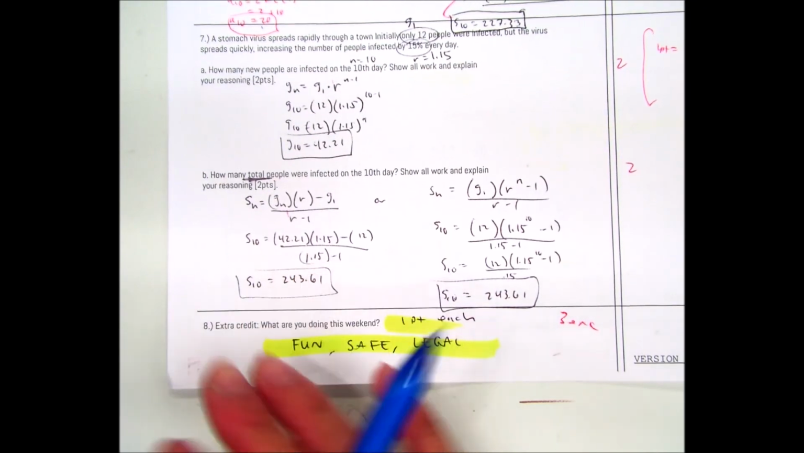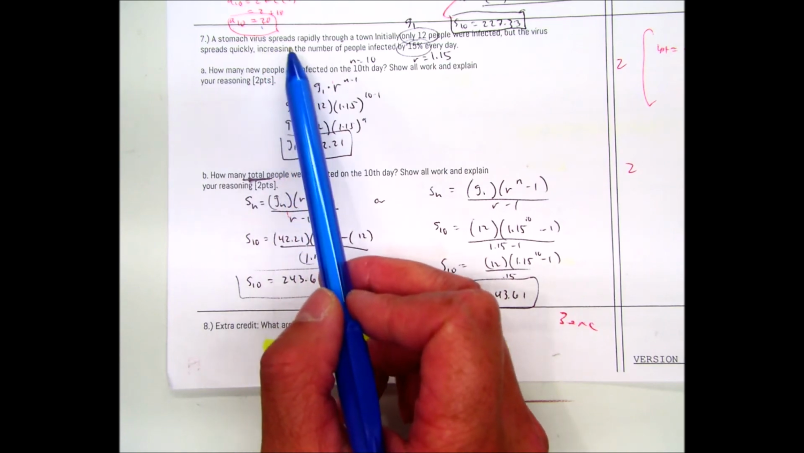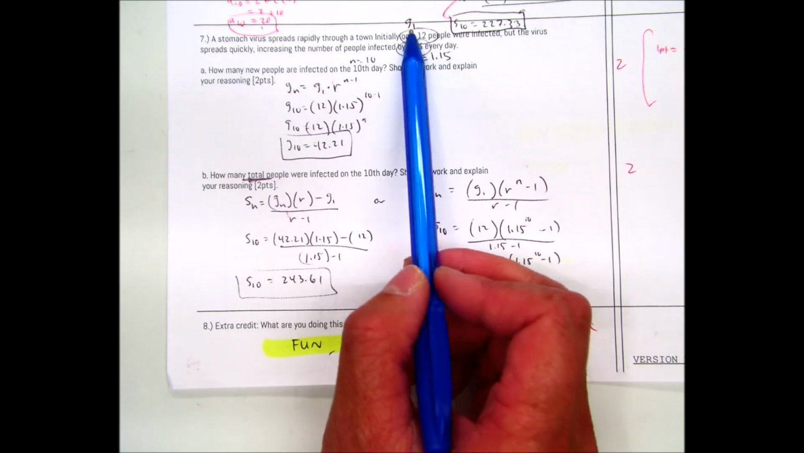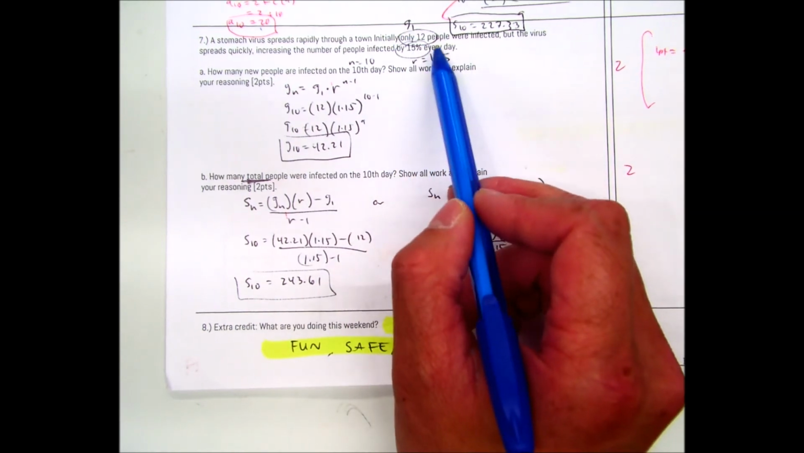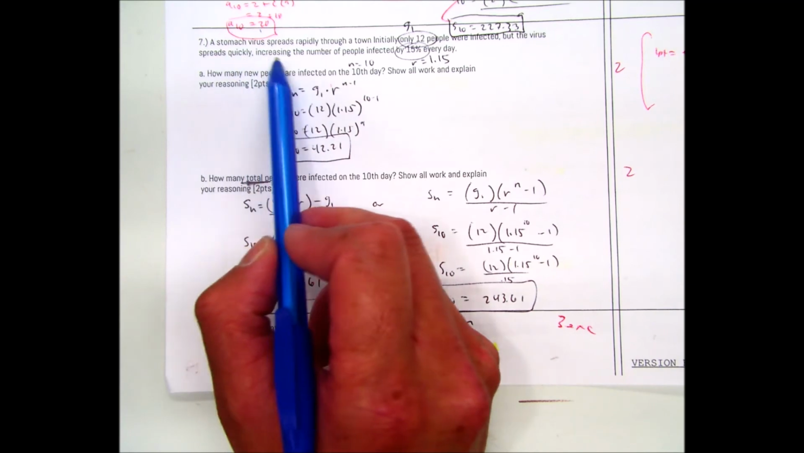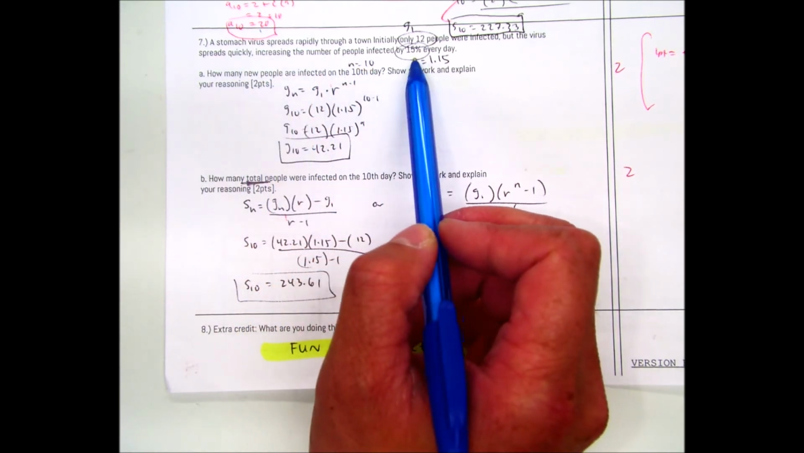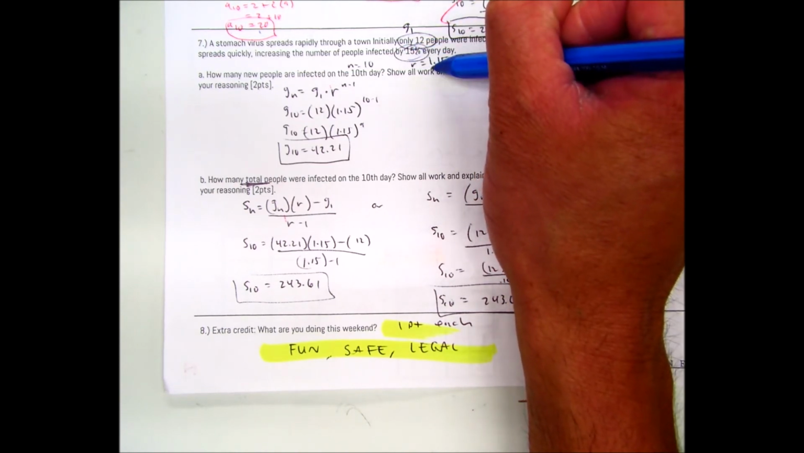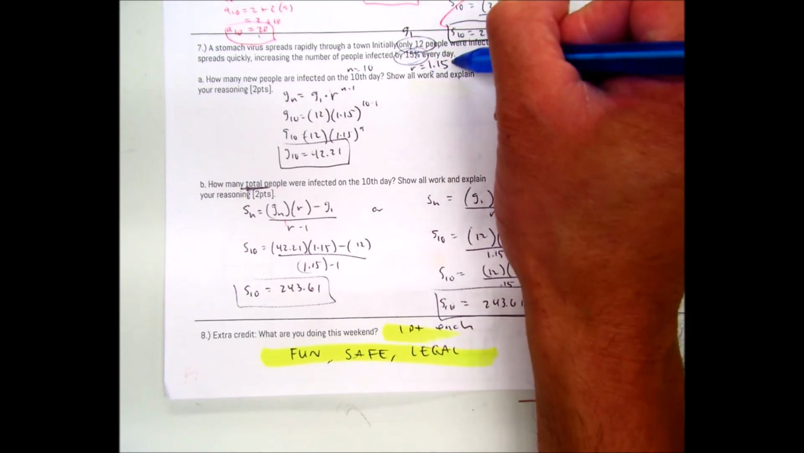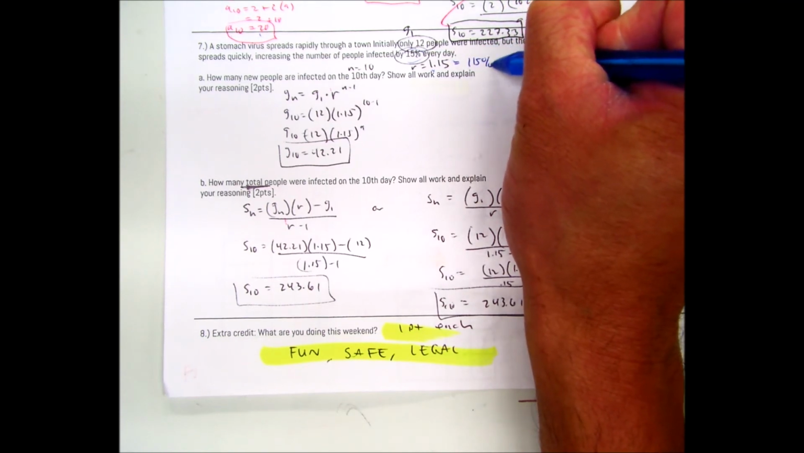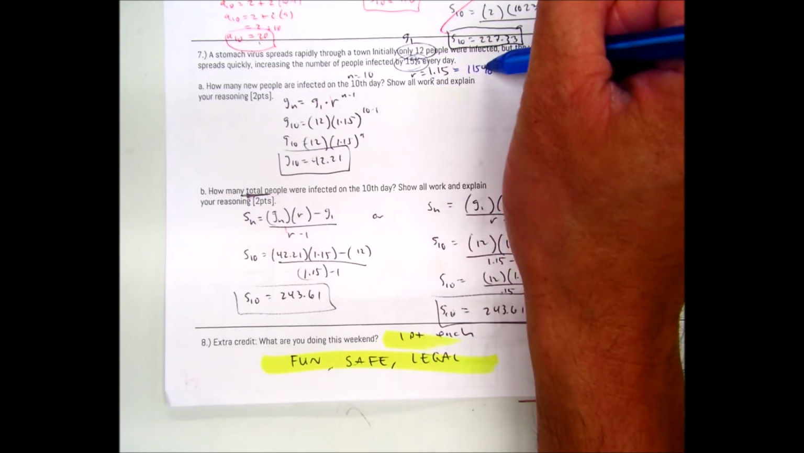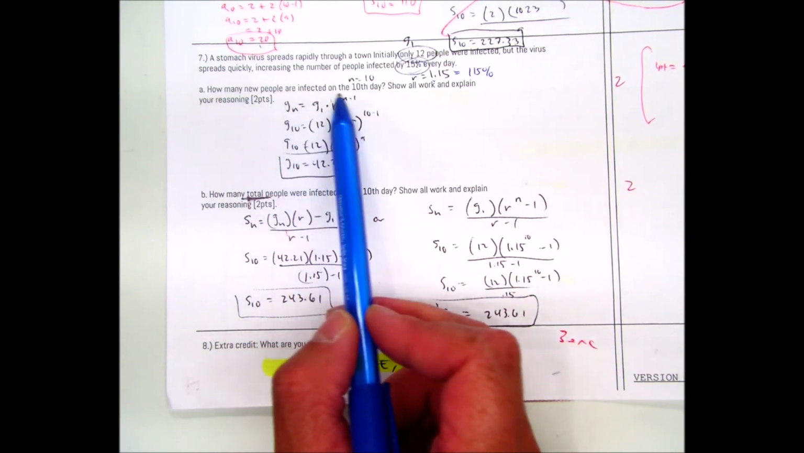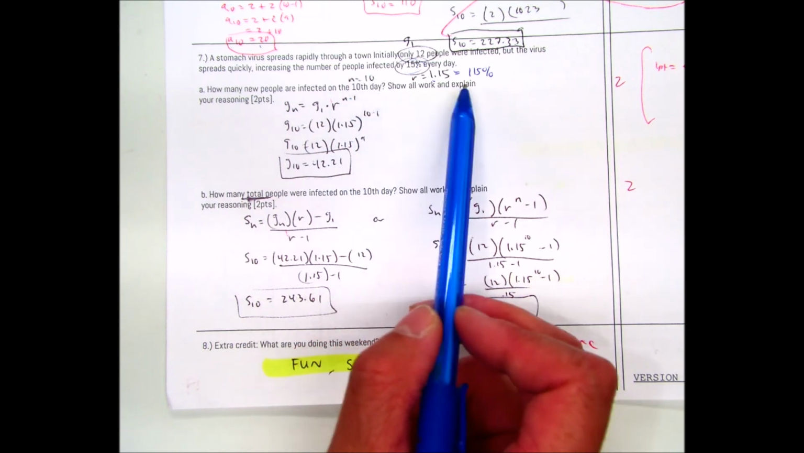Question number 7 about a stomach virus that spreads quickly through a town. Initially, only 12 people, so initially is what you start with. I called it G1, were infected, but the virus spreads quickly, increasing the number of people infected by 15% every day. So here your ratio, 15%, is 115%. So that's 115%, right? Decimal to percentages. How many new people are infected on the 10th day? So n equals 10. Show all your work and explain your reasoning.